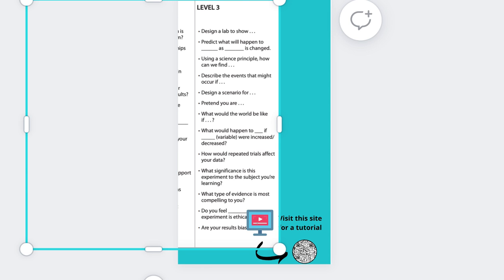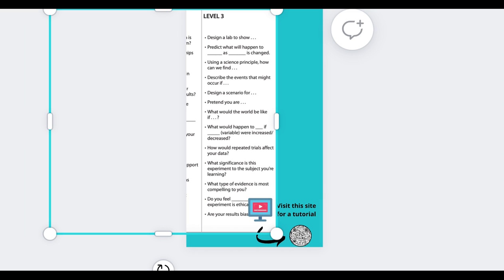Connecting it to yourself, that's really important. Do you feel the experiment is ethical? And are your results biased? Did you change anything because of your own thoughts and opinions? And that's science.